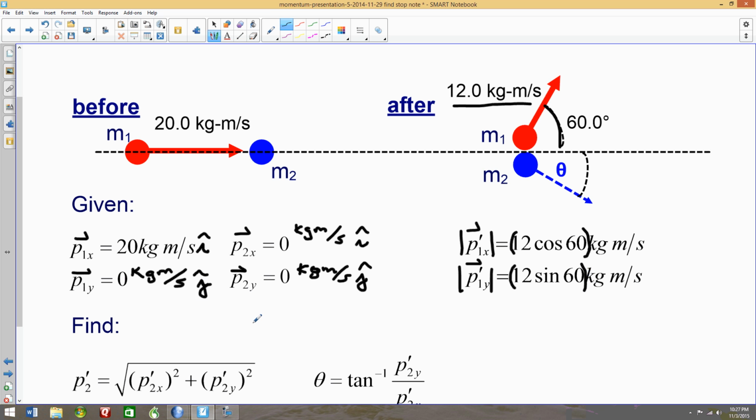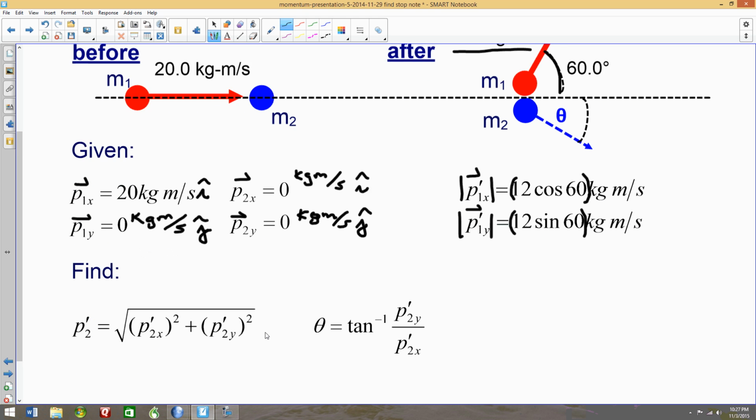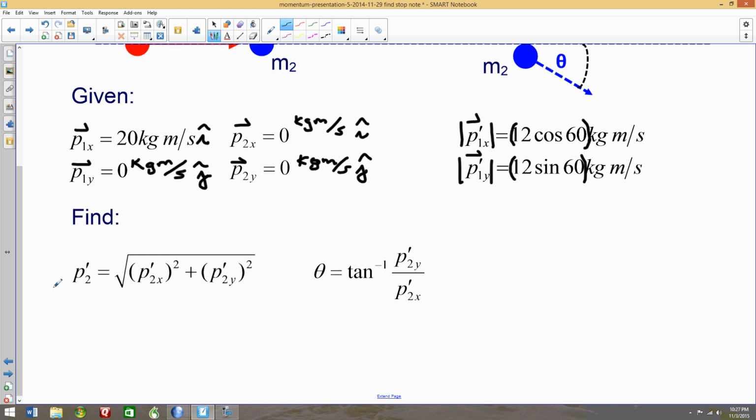Okay, so in order to find P2 prime, we're going to use the Pythagorean theorem and arctangent. Okay, and this is how we find the magnitude of the final momentum, and this is how we find the angle theta.